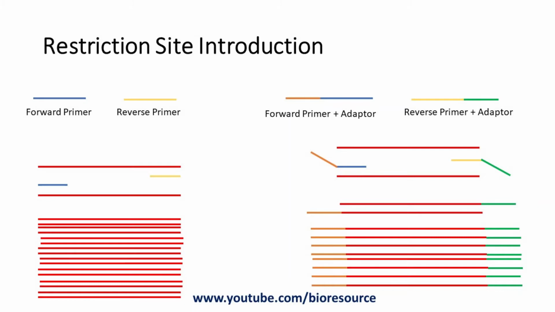Let's see how to introduce a restriction site if it is not present in the insert. Typically, PCR uses forward and reverse primers for the amplification. So you can see on the left side, we have primers and the DNA template, which upon amplification generates the PCR product. But when you want to introduce a restriction site, we can use primers with adapters, which contain the restriction site. Using these primers, PCR can be done, and the product generated will have the restriction site. So that's how we generate the restriction site in the PCR product.